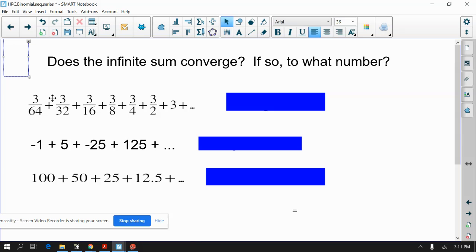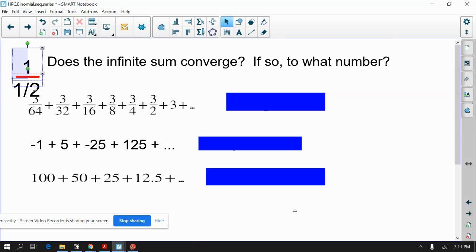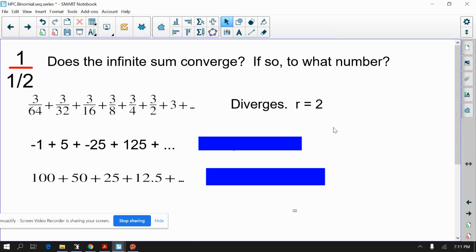So to get from this fraction to this fraction, you would multiply by 1 over 1/2, right? 1 divided by 1/2. You keep on multiplying 1 divided by 1/2. And 1 divided by 1/2 is the same thing as 2. We're just doubling. To get from this term to the next term, I just multiply by 2. So the R value is 2, and since the R is bigger than 1, this will diverge.